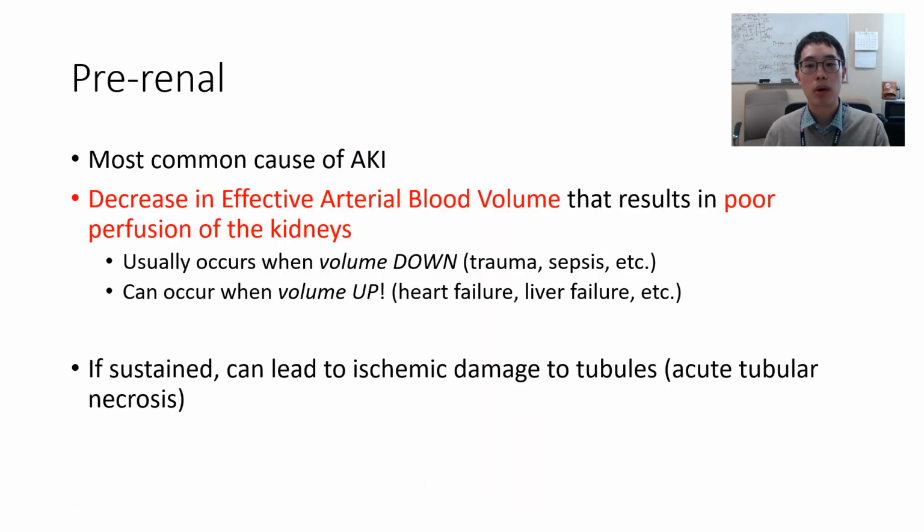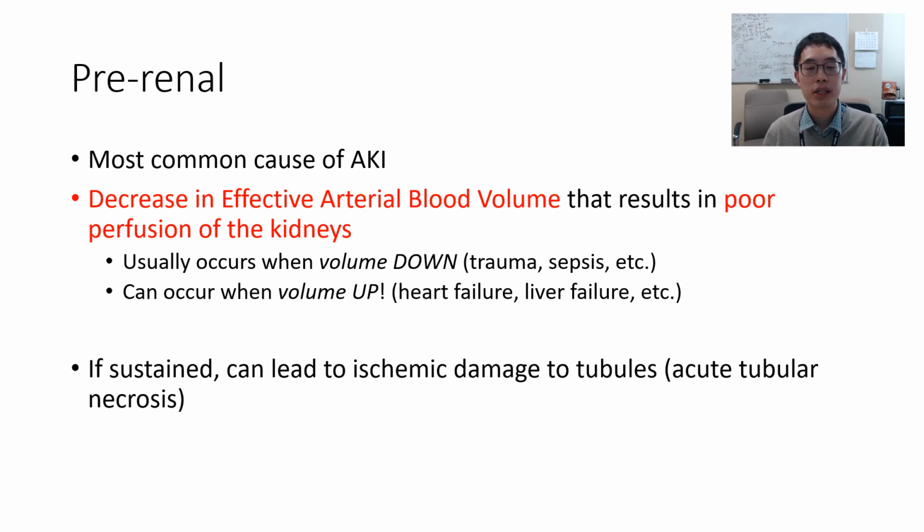Let's talk a little bit more about pre-renal etiologies. Again, this is usually due to a decrease in effective arterial blood volume, which is the blood volume that is sensed by the kidneys, typically due to a decrease in perfusion. Recall that the kidneys filter up to 20% of the patient's cardiac output, so any change in the blood flow to the kidneys can lead to a significant change in perfusion to the kidneys. Usually the decrease in effective arterial blood volume happens when a patient is volume depleted or losing blood, such as in the case of trauma or sepsis.